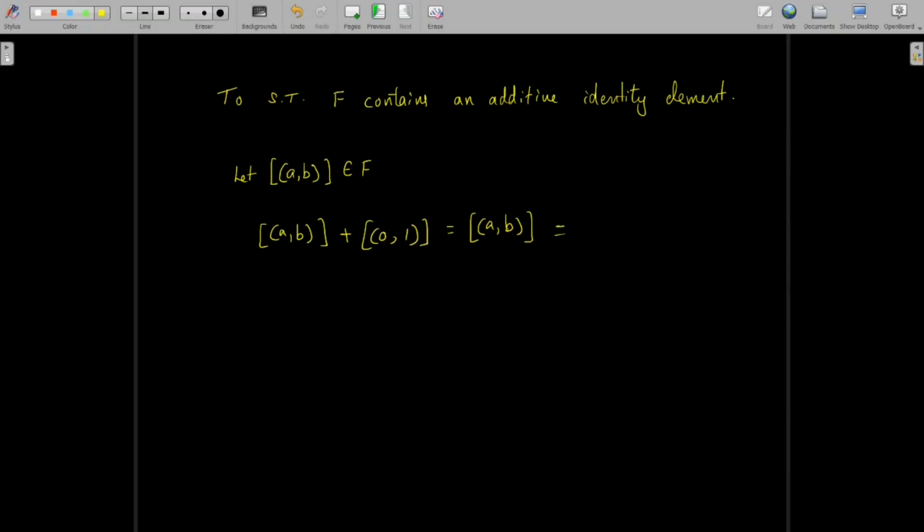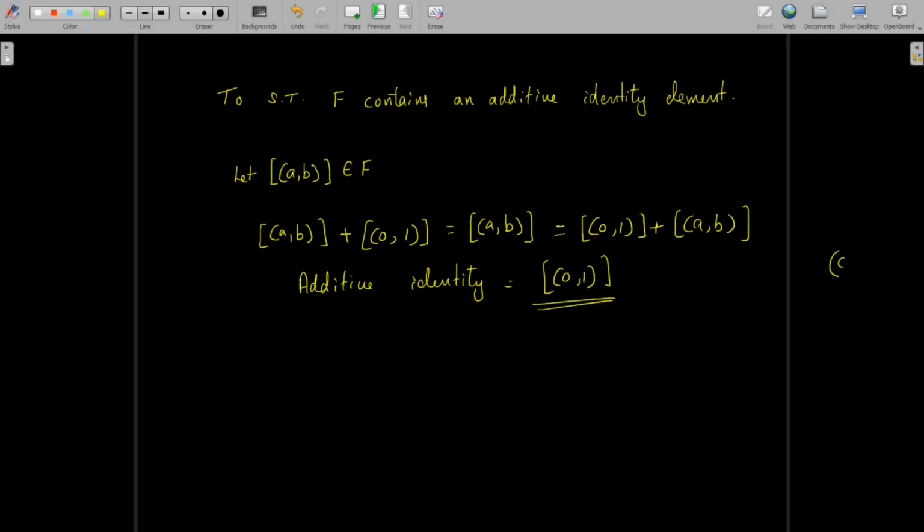And here you may also check that the class of (a,b) plus the class of (0,1) equals the class of (a,b), which equals the class of (0,1) plus the class of (a,b). Therefore, the additive identity element in F is the equivalence class of (0,1). Here remember that you cannot take the equivalence class of (0,0) as the additive identity. Why? We had defined the elements of F as the equivalence class of the ordered pair (a,b) where the second coordinate b is not equal to 0. So we cannot consider the equivalence class of (0,0) as the additive identity here. Okay, so the additive identity in F is the equivalence class of (0,1).